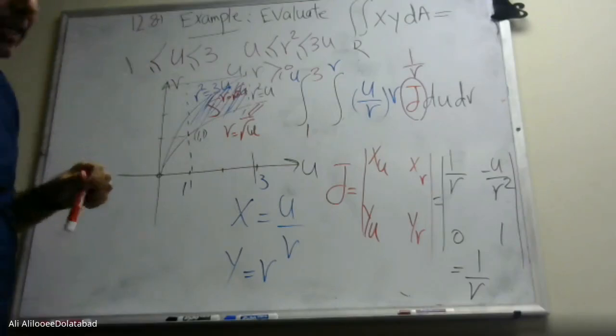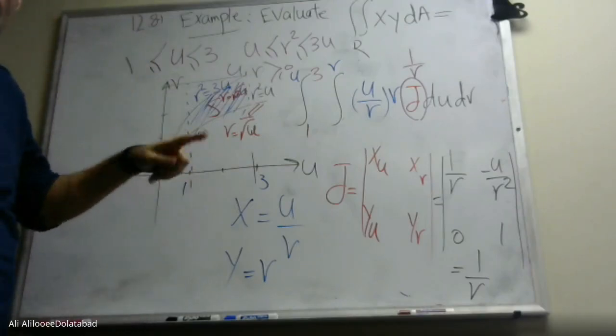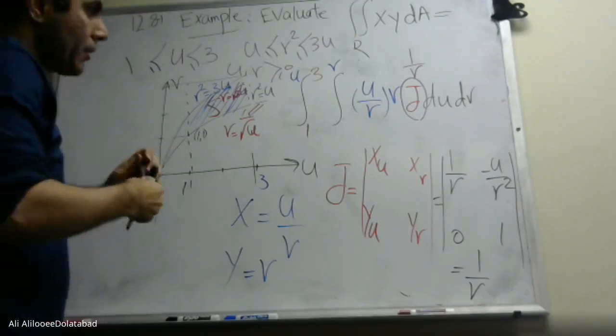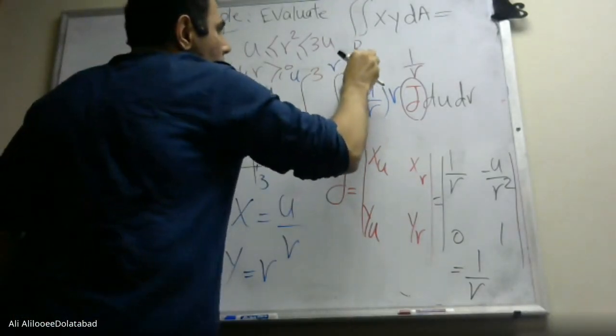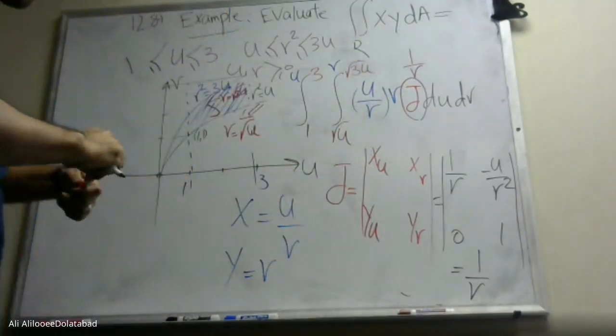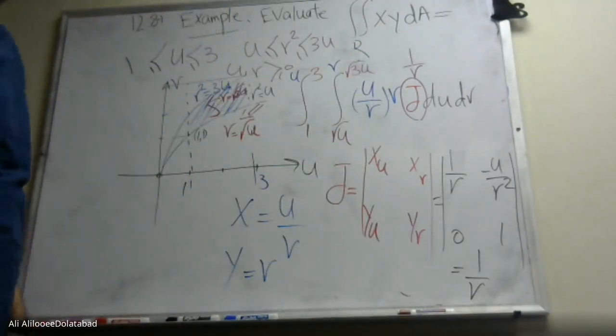Why didn't I write plus minus? Because it is in the first quadrant. In the first quadrant, v is positive. Then this is root u, root 3u.